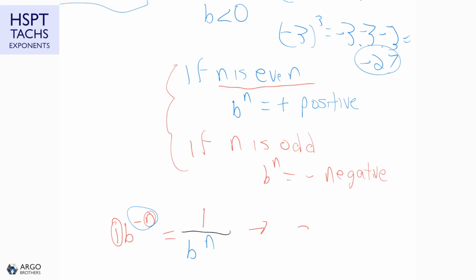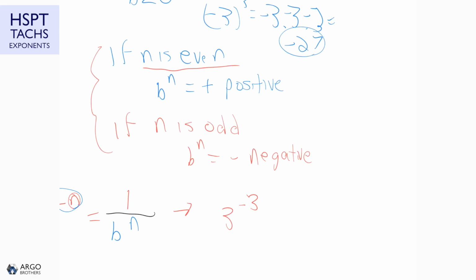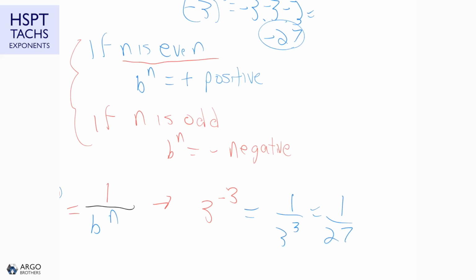What if we have 3 to the negative 3 power? Well, we know 3 to the third power was 27, and negative 3 to the third power would be negative 27. What about 3 to the negative third power? That would be 1 over 3 cubed, and so that's 1 over 27. Awesome. So that equals 1 over 27. You see, it's a reciprocal.